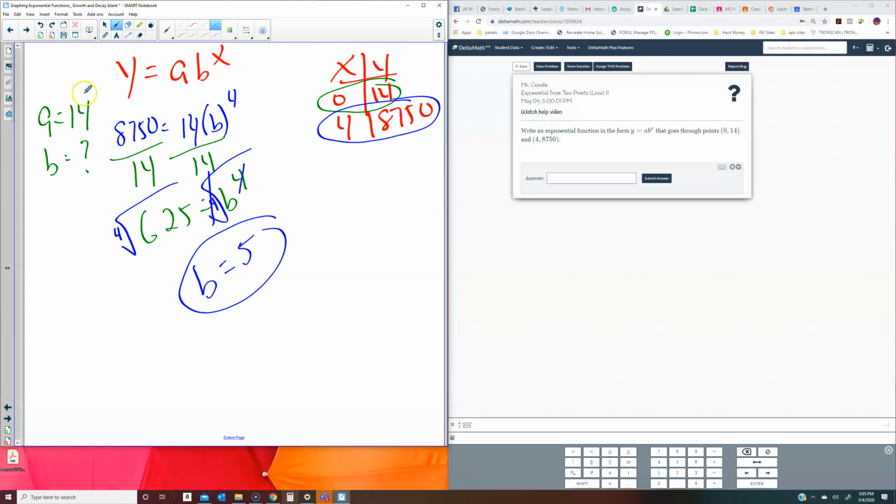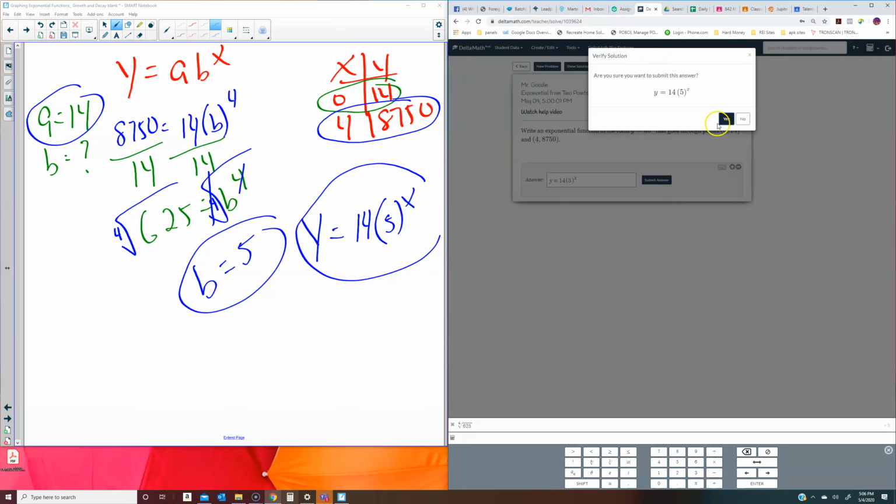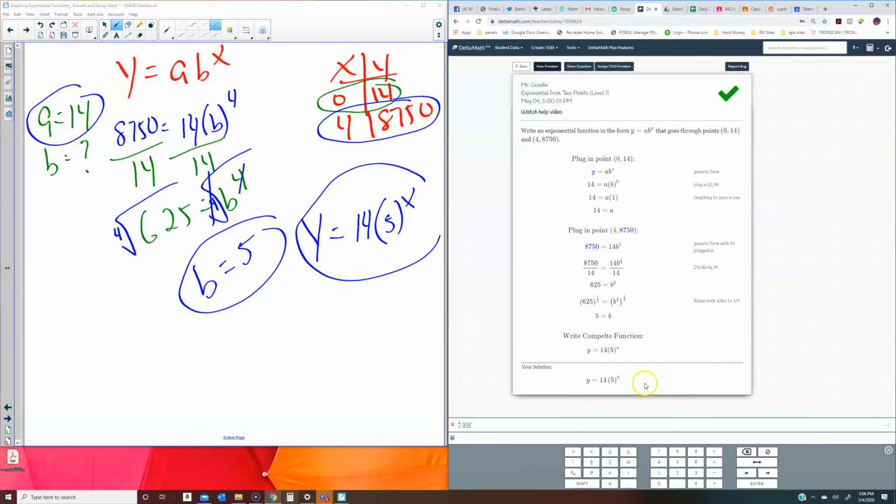So now we have a, we have b, so it's going to be y equals 14 times 5 to the x power. That would be our answer. Go right over here and type that in. Y equals 14 times 5 to the x power. Good answer. Hopefully I'm right, and there you go.